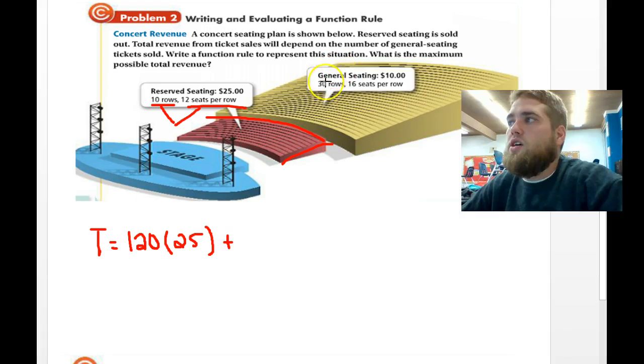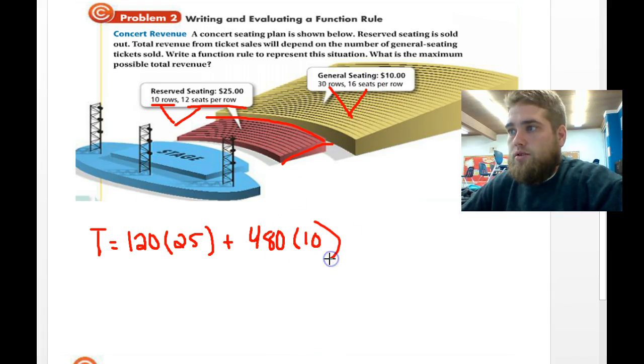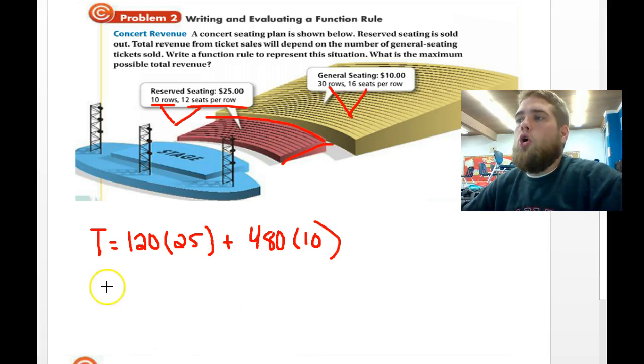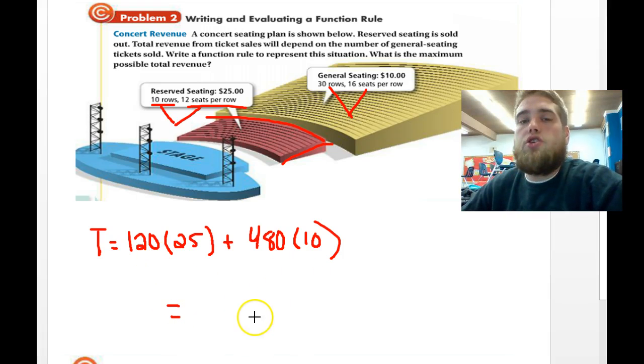Plus general seating, there's 30 rows times 16 seats. So what is that? 480. There's 480 seats in general admission, and those cost $10 apiece. So my total is 120 seats times 25 plus 480 seats times 10. When we plug this into our calculator, actually that's what I want you guys to do. I want you to plug this part into your calculator just to show me that you watched it.